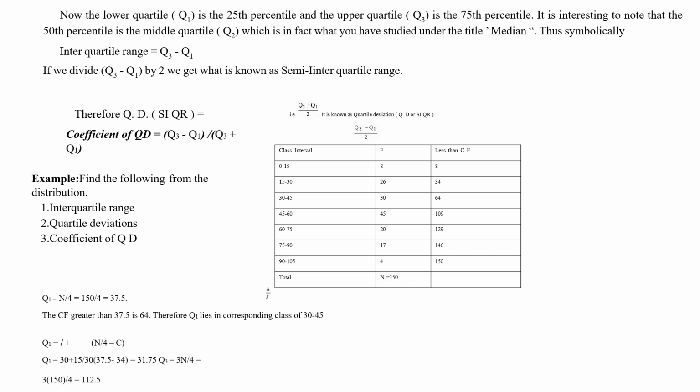So therefore, quartile deviation is equal to Q3 minus Q1 divided by 2. Coefficient of quartile deviation is Q3 minus Q1 divided by Q3 plus Q1. We'll get the coefficient of QD.